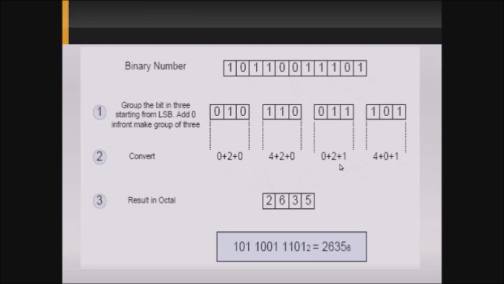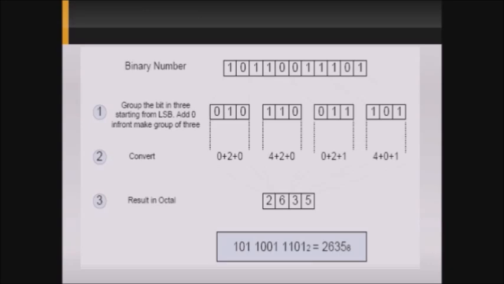Or else here I can use the power series for calculating the equivalent values. See here, 2 power 0, 2 power 1, 2 power 2. So 2 power 0 into 1 plus 2 power 1 into 0 plus 2 power 2 into 1. There you'll get 1 plus 0 plus 4, therefore it is nothing but 5. So you can also go with power expansion. So 2635 is the equivalent octal representation of the binary value 1011001101. This is how we convert a given binary number into octal form.